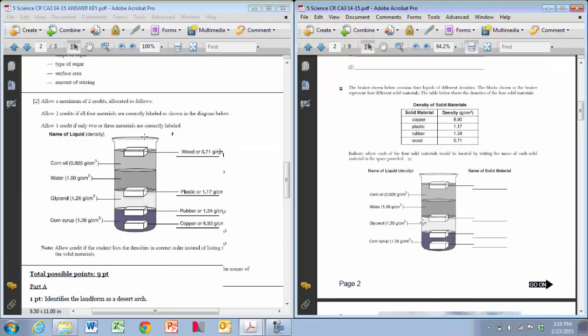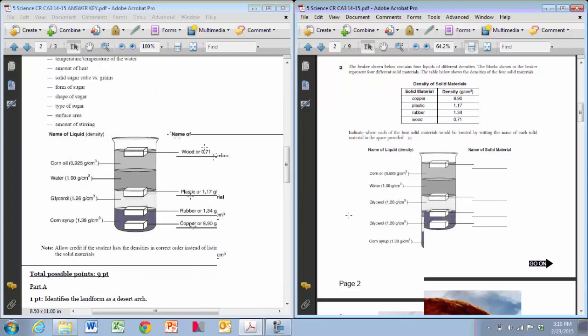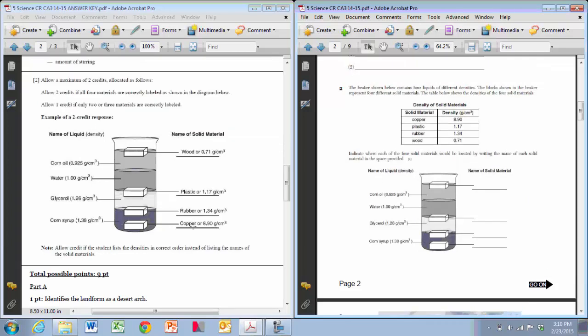As you see right here, it will give you the same picture with all of the parts filled in. Scholars should receive 0 points if they only note that one of them is correct, or that they get 0 of them correct. They should receive 1 point if they get 2 or 3 correct, and then they should receive 2 full points if all 4 of the materials are labeled just like they are right over here. And they can either write the name, or if they write the density, that's okay also.